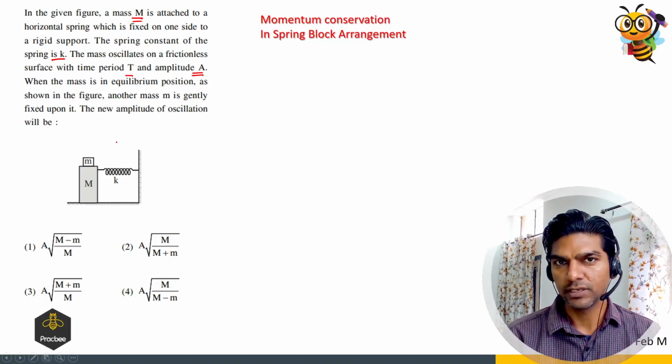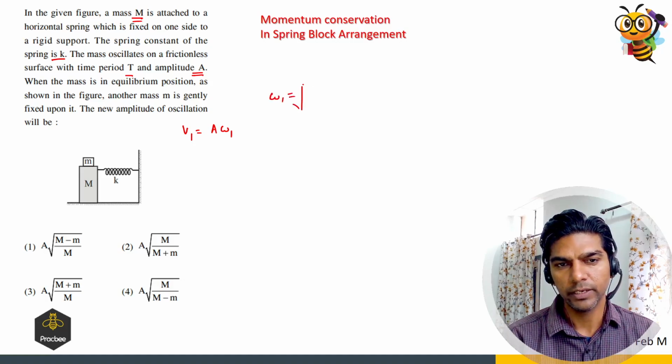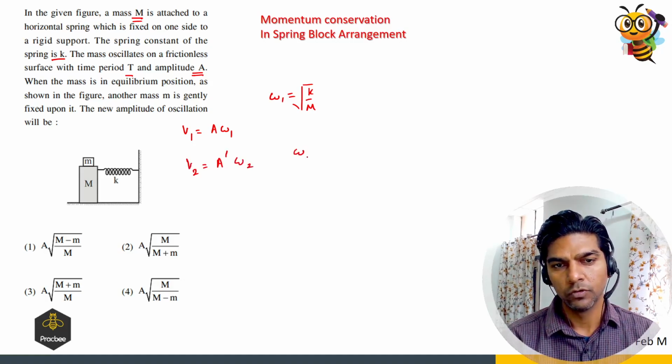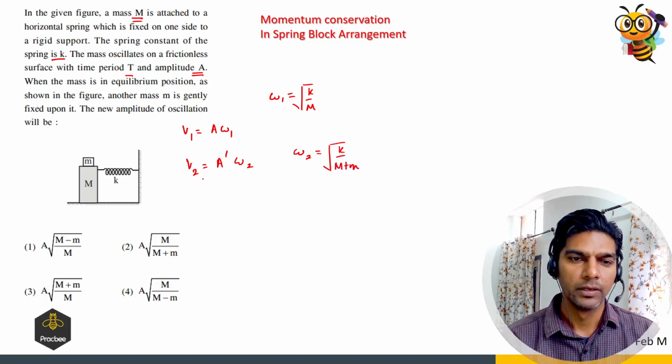Again, it is based on the same concept that we've just studied in the last question. Just before placing the block of mass small m over capital M, the velocity v1 will be a omega 1, and omega 1 will be root of k by capital M. After placing it, the velocity will become a prime omega 2, and omega 2 will be root of k upon total mass, that is capital M plus small m.